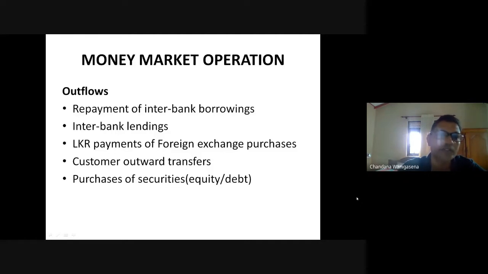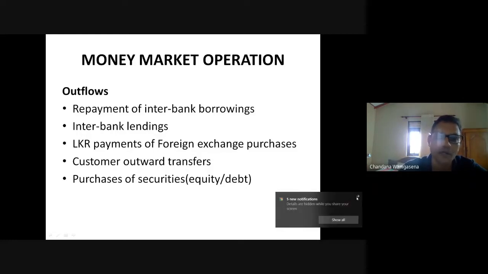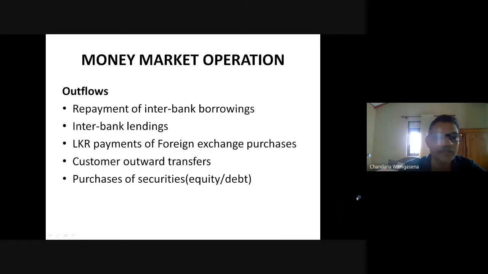So LKR payments for foreign exchange purchases, right? When we purchase foreign exchange, we have to pay Sri Lankan rupees out of our pocket. So when we make outward transfers to our customers, the money is going out of the bank. And when you purchase securities, the Sri Lankan rupees, or LKR local currency, goes out too. So basically, as a bank, to maintain our liquidity level, we have to manage these inflows and outflows.